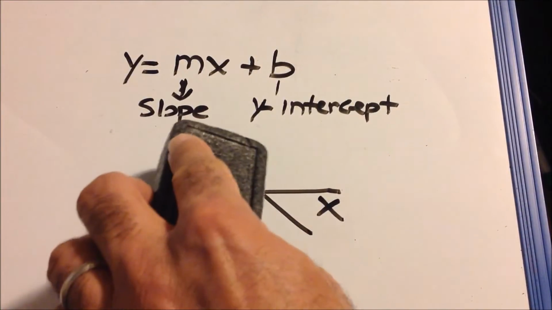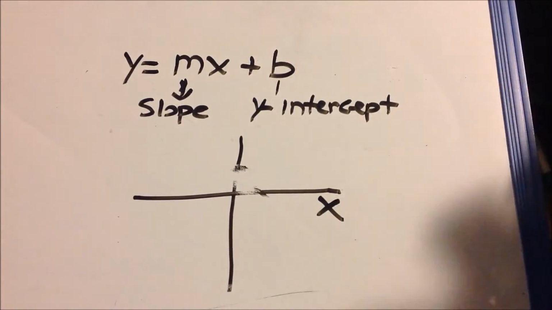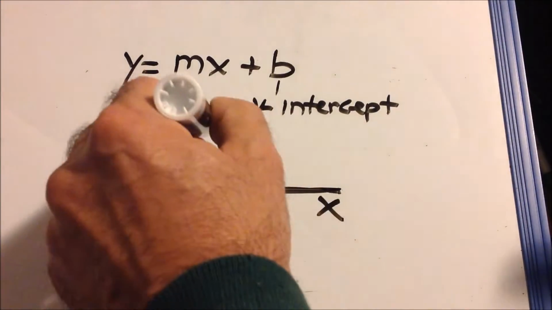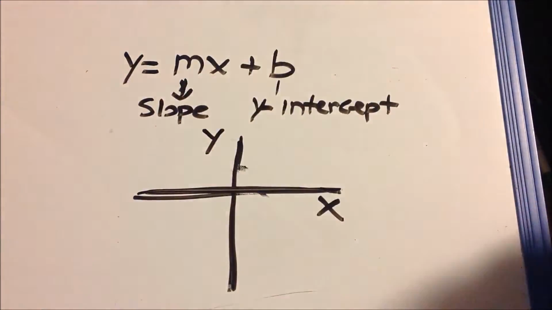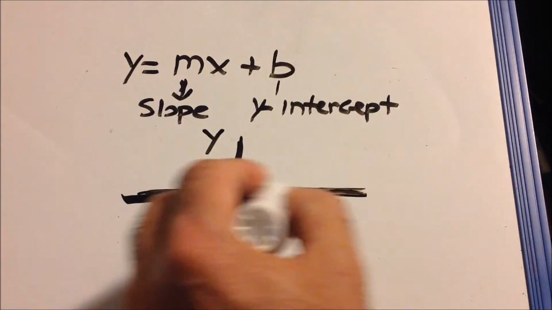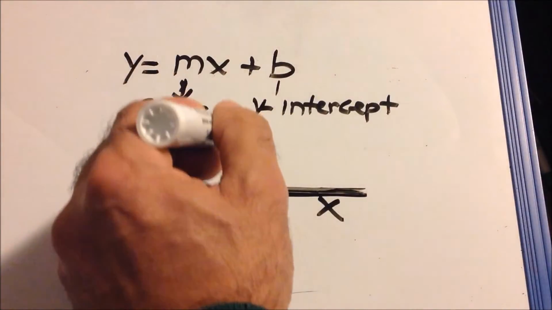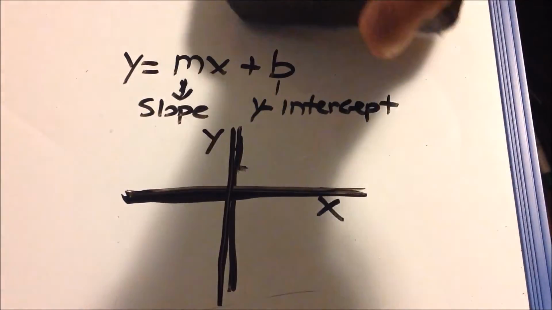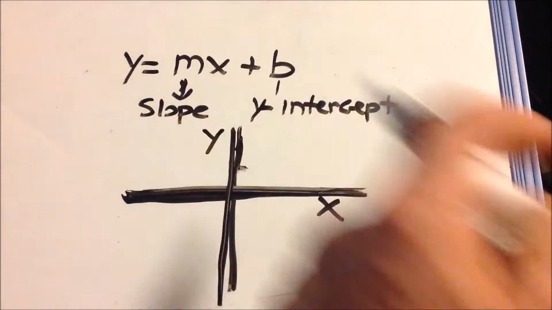Okay, let's erase that. On this grid, x is the independent variable. It's all the values of x on the x-axis, left to right. And y is the outcome, the dependent variable. So x is the input, and y is the output.